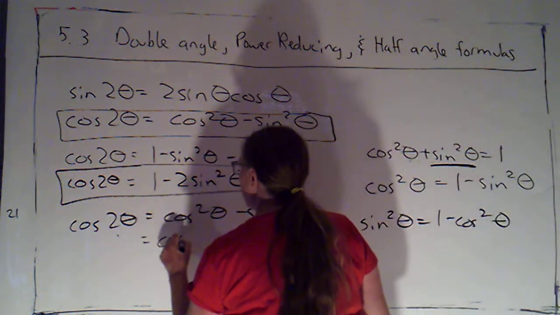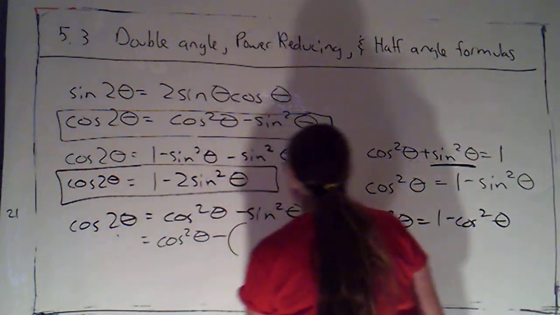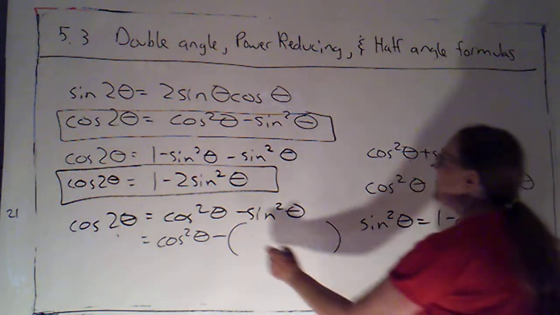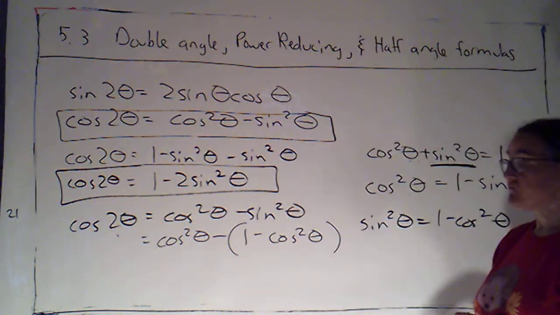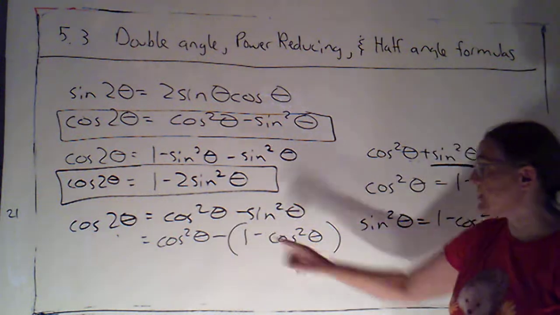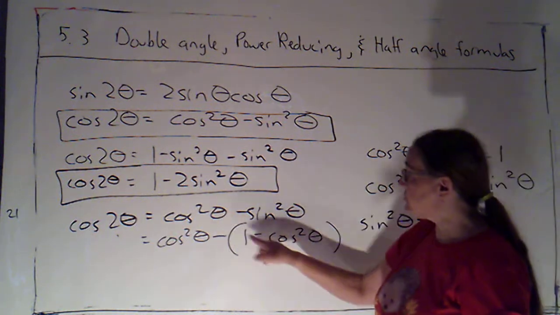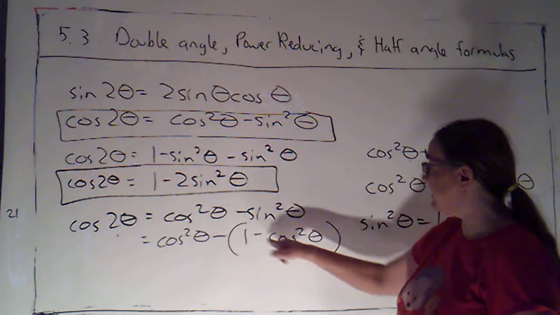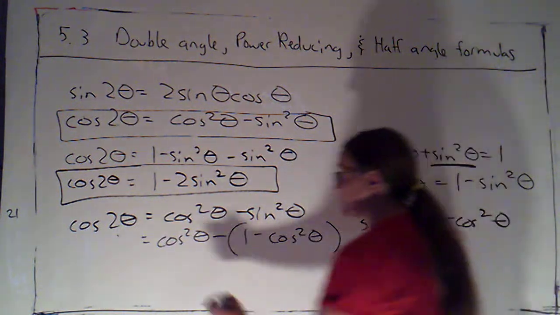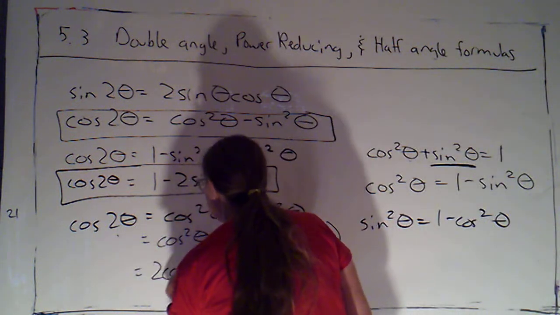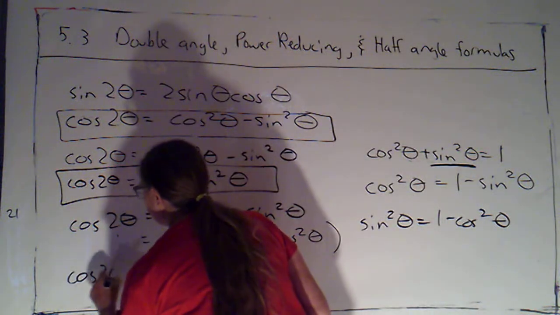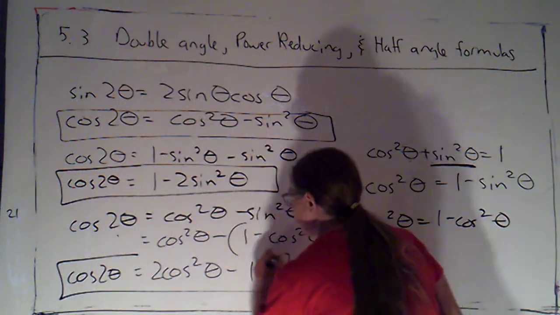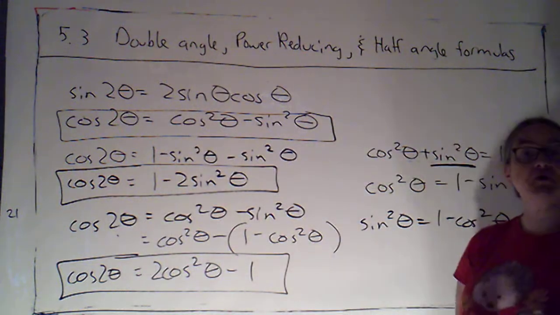I can say that's cosine squared theta minus the quantity 1 minus cosine squared theta. Of course, I need to remember to distribute that negative. When I distribute the negative, the 1 becomes negative. This becomes a positive cosine squared. So we get 2 cosine squared theta minus 1. And that's my cosine 2 theta.